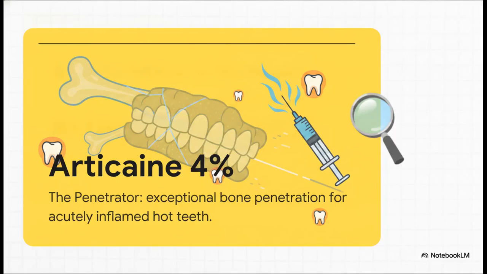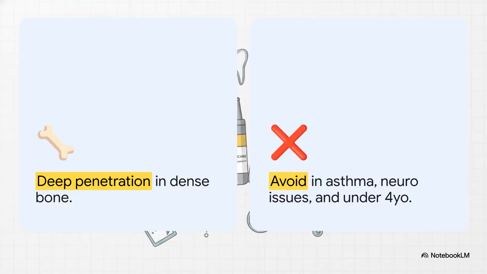Next up is articaine 4%, affectionately known as the penetrator. When a highly distressed patient is sitting in your chair with an acutely inflamed, hot tooth or irreversible pulpitis, articaine is your best friend. It boasts this incredible, truly exceptional bone penetration capability, which makes it perfect for cutting through the notoriously dense bone of the mandible. But notice the red flags here. Its unique chemical structure brings very unique risks.